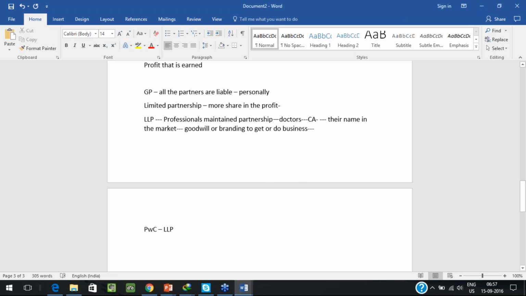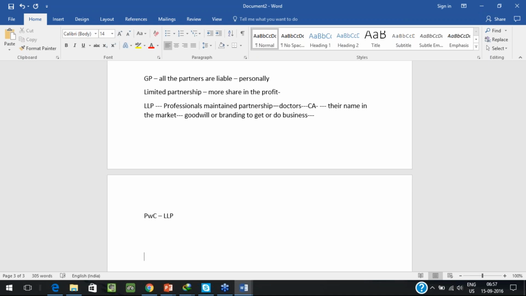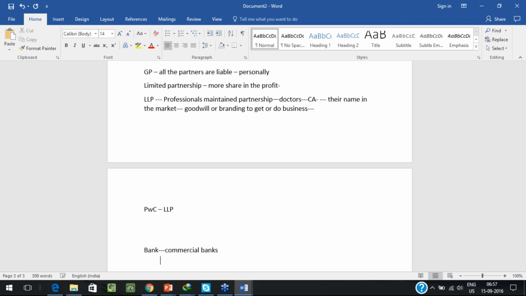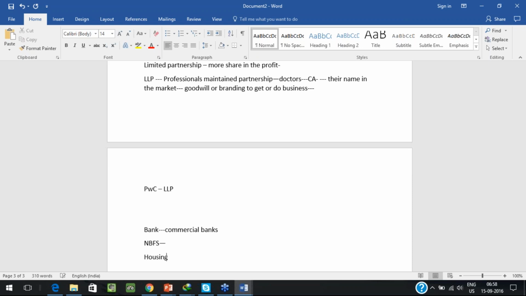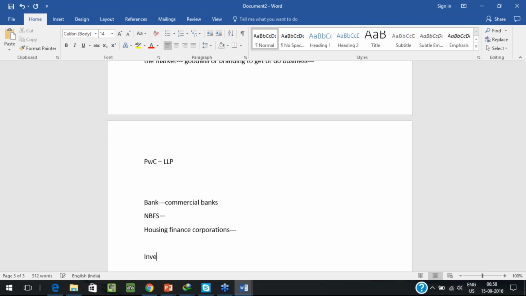Now the next topic is the types of financial institutions. Generally we hear concepts like banks, commercial banks, then NBFCs, housing finance corporations, investment banks. So what are all they? If someone has heard about all this, can anyone let me know what they are?